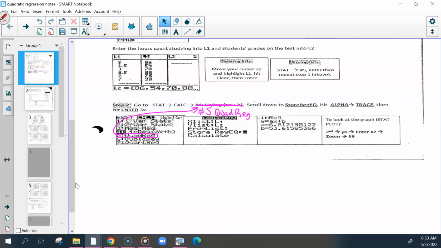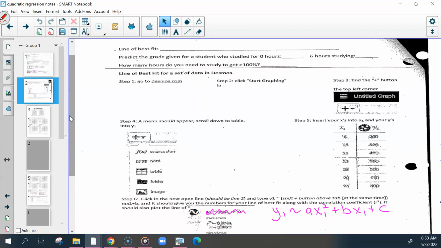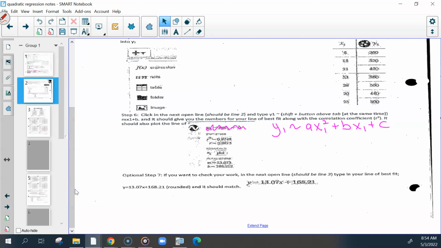And then on the next page, we're going to change some of that as well. In Desmos, the rules are the same as well. You would still start graphing, hit the plus to find the table, put your x's and y's into said table. However, your equation for Desmos is now different.